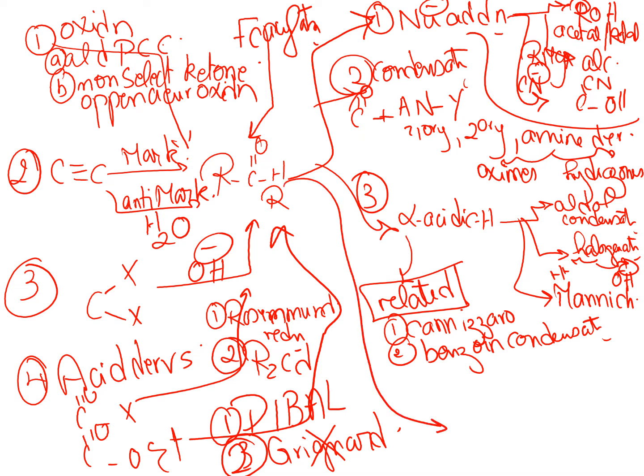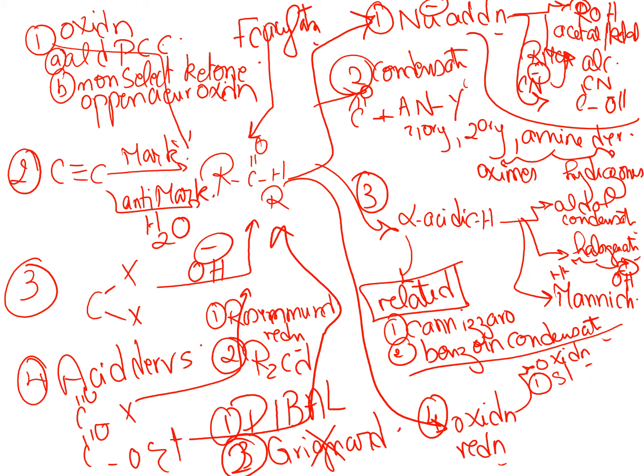Finally, we discussed their oxidation reduction reactions. We said that the oxidation will be done using either non-selective strong oxidizing agents or mild oxidizing agents, which are selective only to aldehydes like Fehling and Tollens.